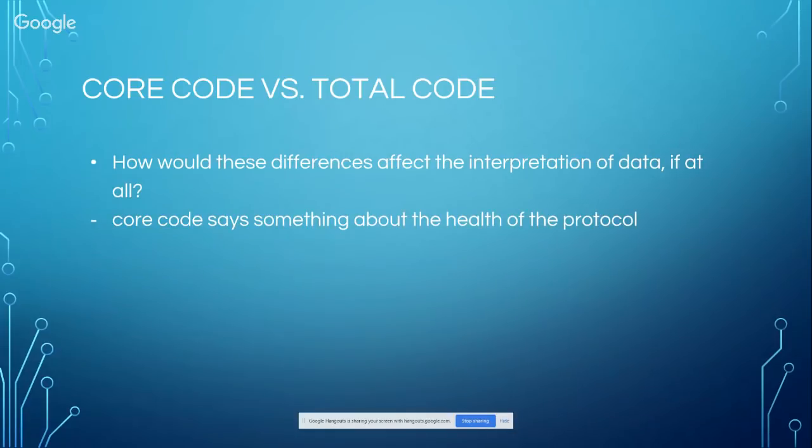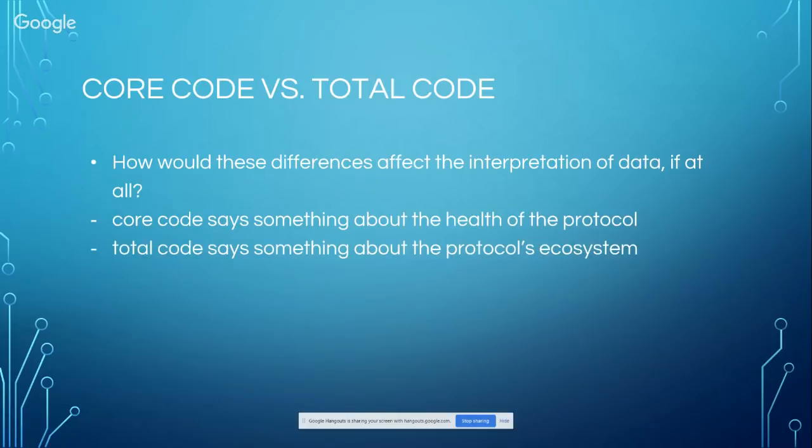Right. So core code says something about the health of the protocol, I would say, and total code says something about the protocol's ecosystem.